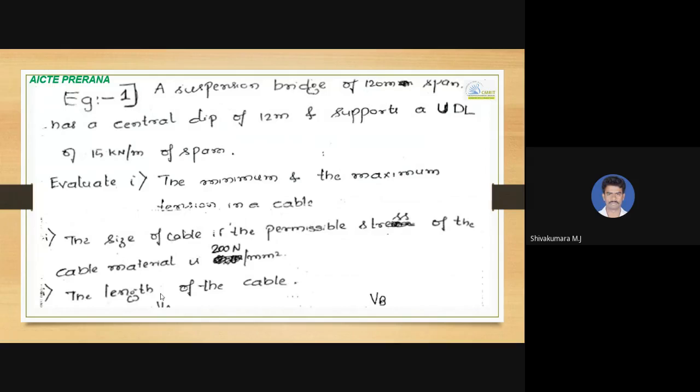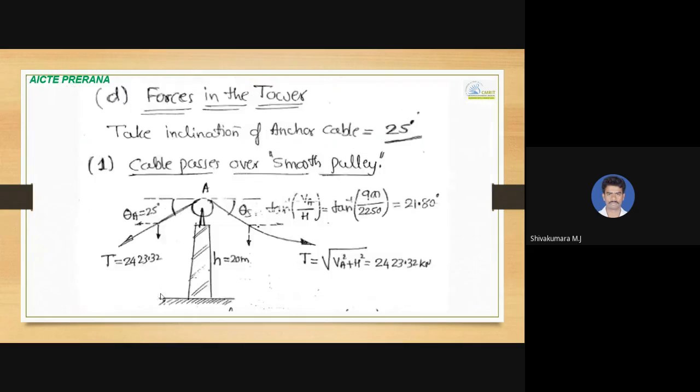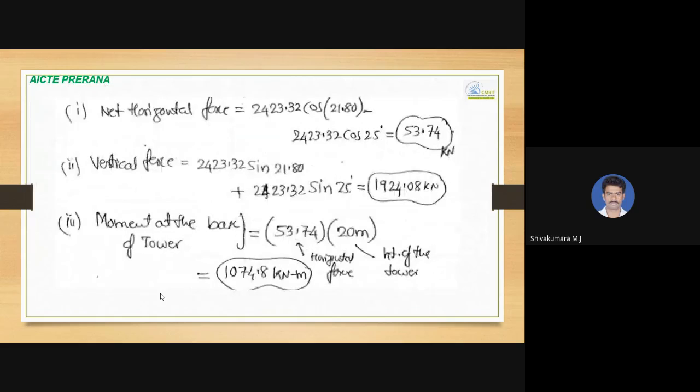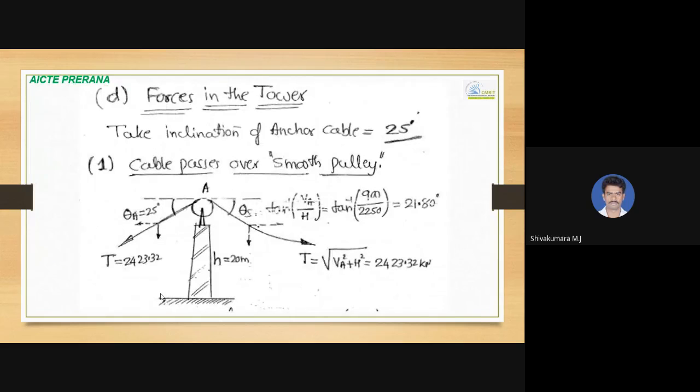Beyond this, if you want to calculate the forces which are coming on the supports or the tower, there are two conditions: cable passes over a smooth pulley and cable passes over a saddle. If the cable passes over a smooth pulley, the tension force on both sides is the same, and it depends on the direction of the anchor cable.